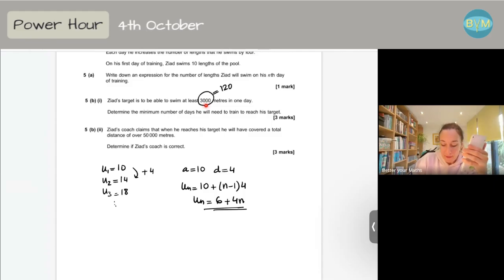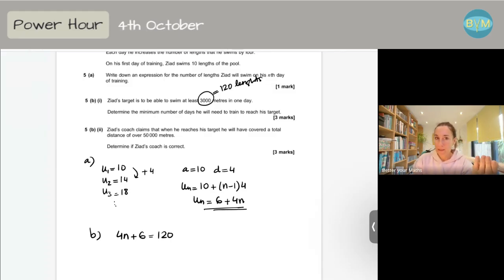So 3,000 meters, be careful because it's not 3,000 lengths. So you could be there forever. So 3,000 meters, because the pool is 25 meters, if we divide 3,000 by 25 is 120 lengths. So what we are going to do is, and you did this type of question a long time ago in year 8, year 9, we are going to make the nth term equal to 120 and find n.